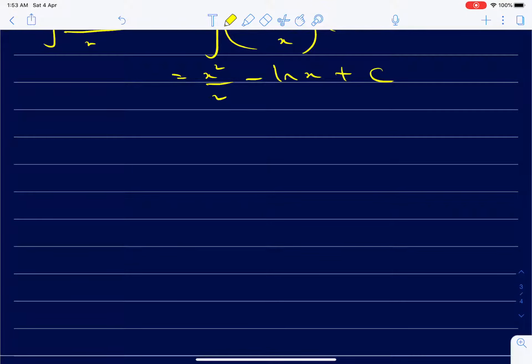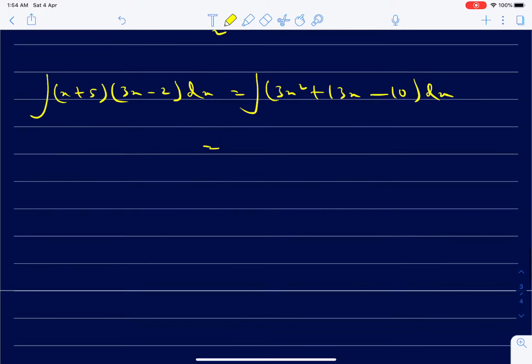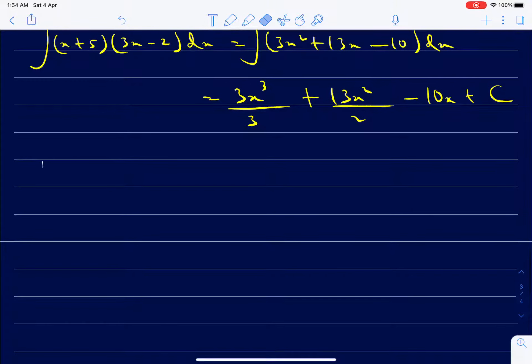What do we have here? This is evaluate the integral of x plus 5 times 3x minus 2 with respect to x. This is the same as the integral of 3x squared plus 13x minus 10 with respect to x, and that's equal to 3x cubed over 3 plus 13x squared over 2 minus 10x plus c. And then we go to the next.